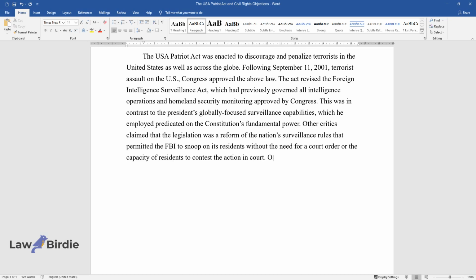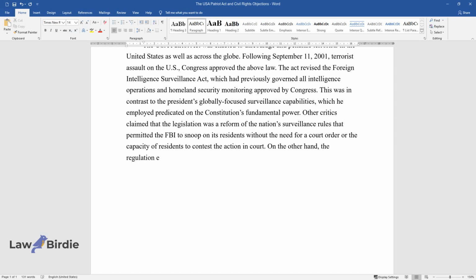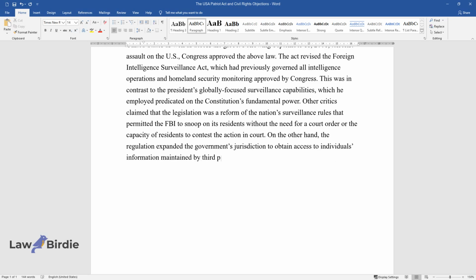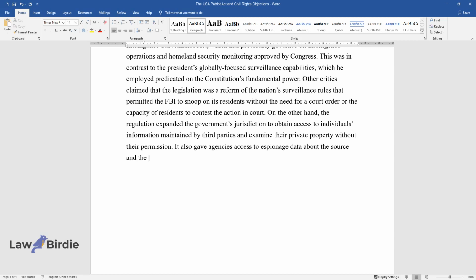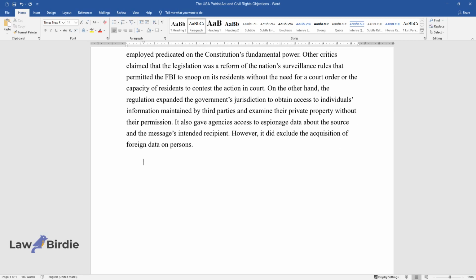action in court. On the other hand, the regulation expanded the government's jurisdiction to obtain access to individuals' information maintained by third parties and examine their private property without their permission. It also gave agencies access to espionage data about the source and the message's intended recipient. However, it did exclude the acquisition of foreign data on persons.